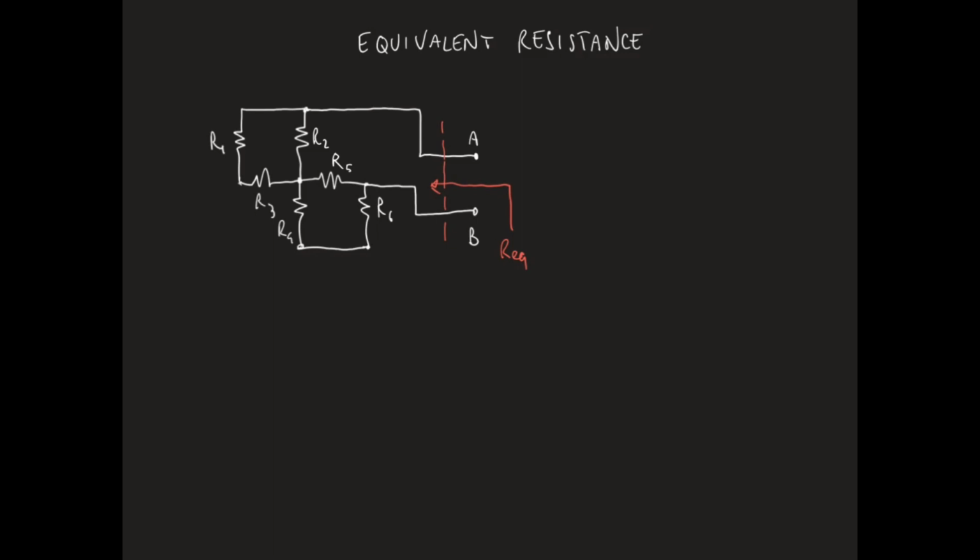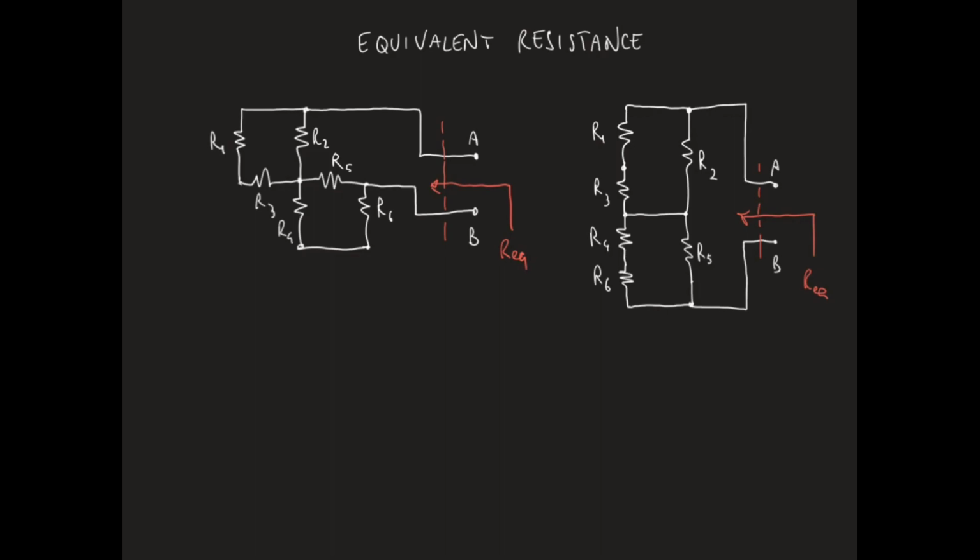This network has the same topology as this other network. The equivalent resistance can be easily calculated as R1 plus R3 in parallel with R2 plus R4 plus R6 in parallel with R5. Now compare this result with the one obtained before with a different choice of the node pair A and B.